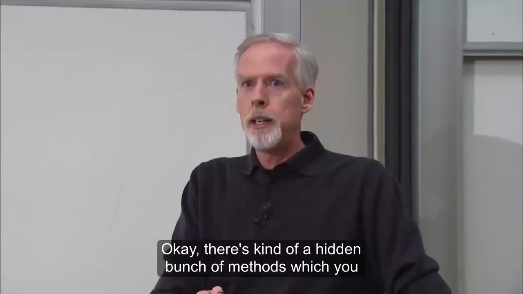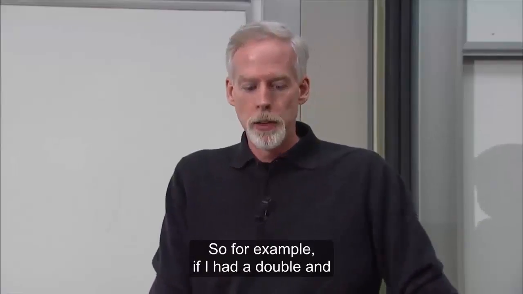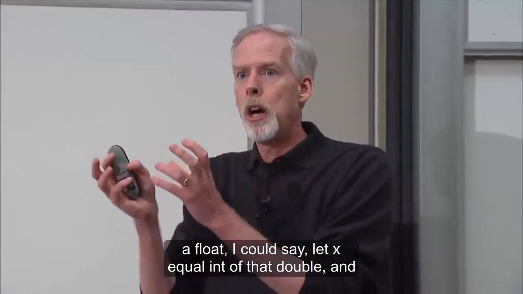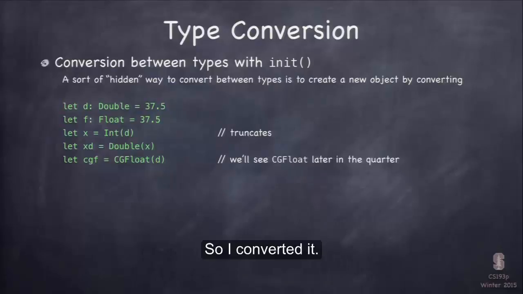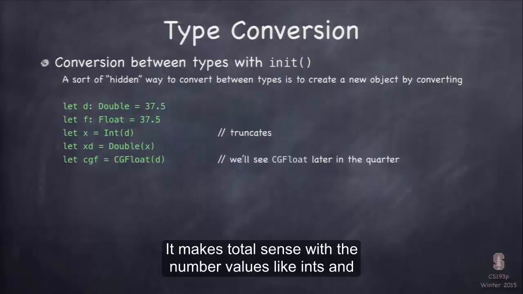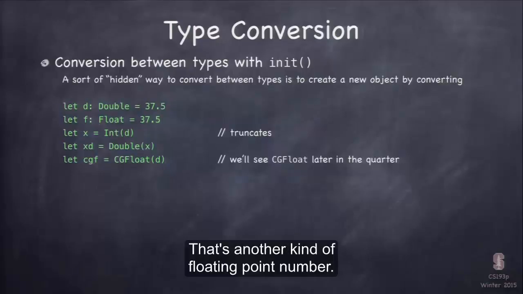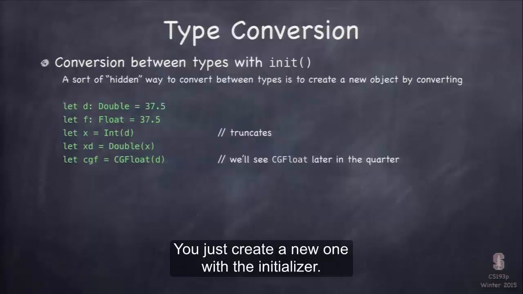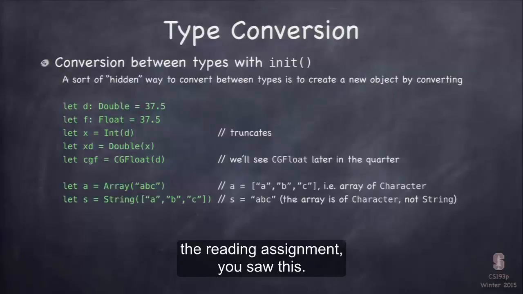There's kind of a hidden bunch of methods that you don't even know about, which is conversions using init. So, for example, if I had a double and a float, I could say let x equal Int of that double. And I just basically create a floor and turned it to an int. So I converted it. So you can convert things from one thing to another. It makes total sense with the number values like ints and floats. And you're going to see CGFloat next week. That's another kind of floating point number. And you can convert using, there's no toInt or anything. You just create a new one with the initializer. Okay, so the numbers.